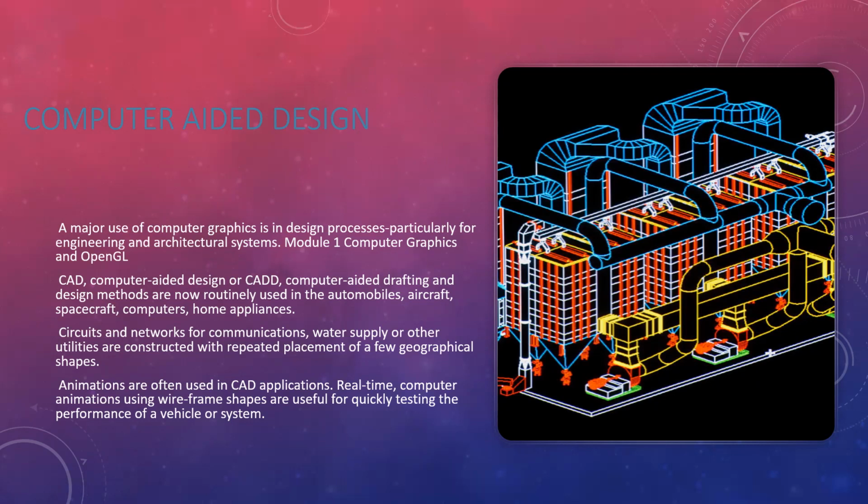Circuits and networks for communications, water supply, or other utilities are constructed with the repeated placement of a few geometric shapes. Animations are often used in CAD applications. Real-time computer animations using wireframe shapes are useful for quickly testing the performance of a vehicle or system. So the main application of computer-aided design is that it is used in automobiles, aircraft, spacecraft, computers, home appliances.